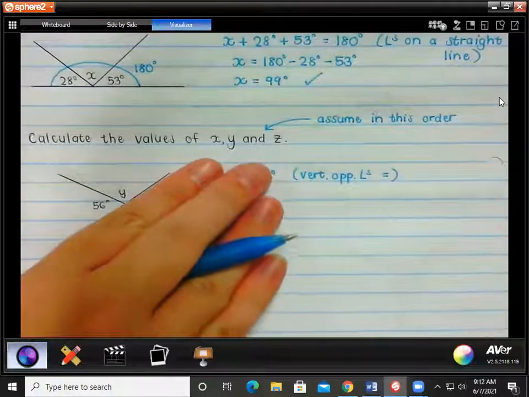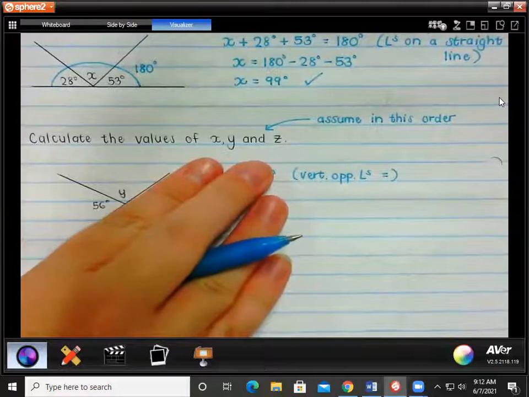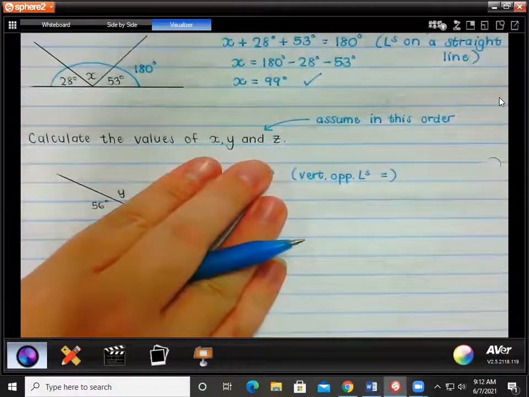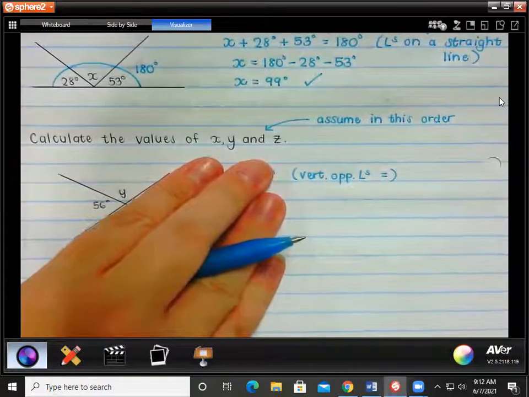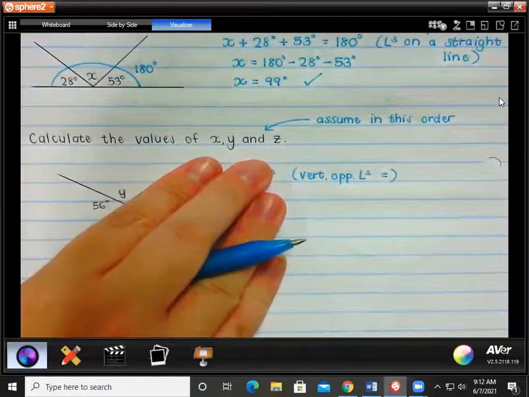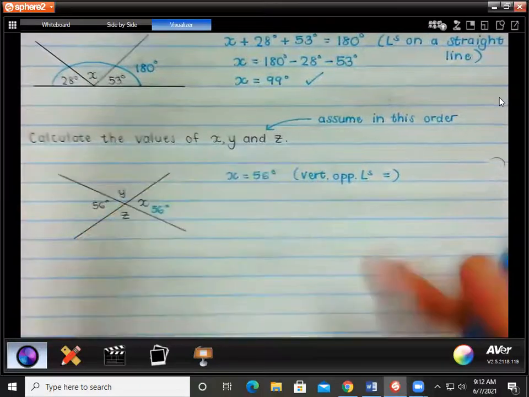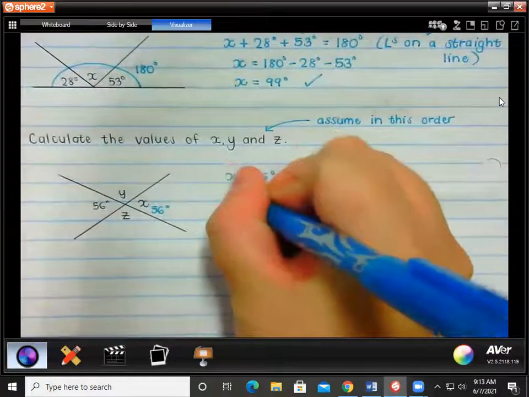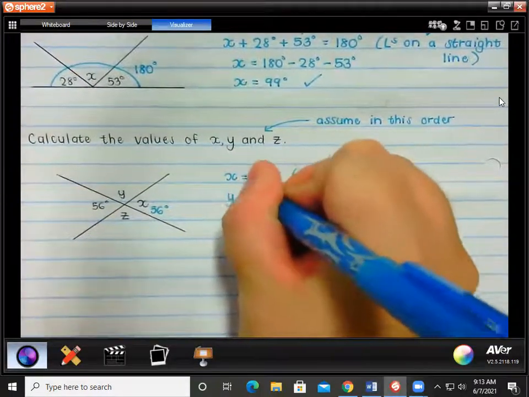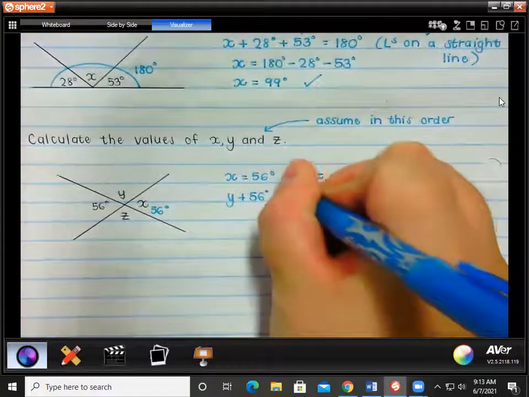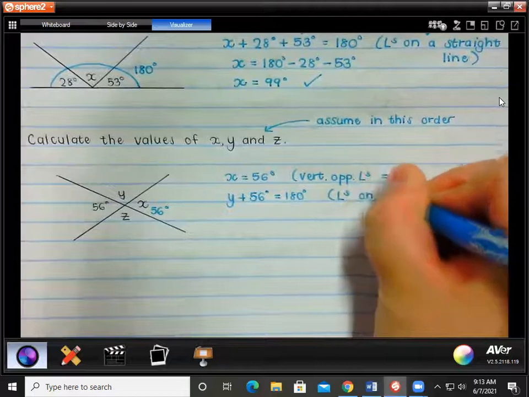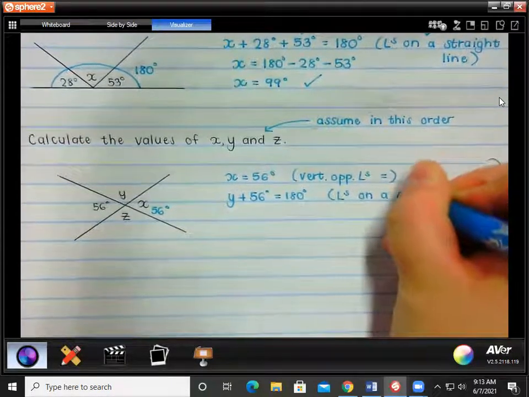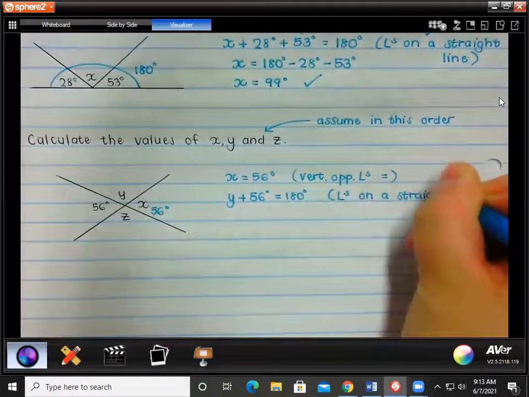Not 90, but what do these two angles add up to? 180. All right, do we see this? 56 and y, they lie on a straight line, so they should add up to 180 degrees. So we can do a two-step thing if you want. You can say y plus 56 degrees should equal 180 degrees. And the reason for that is angles on a straight line.